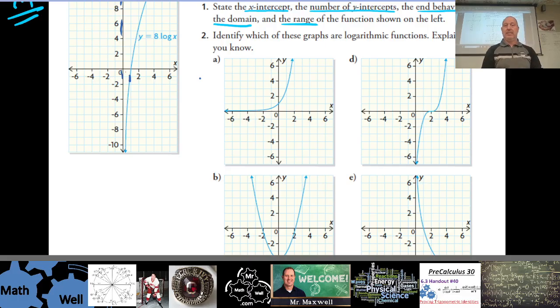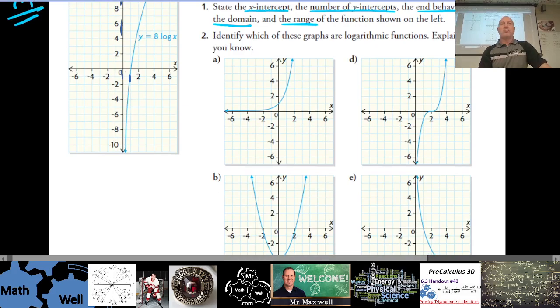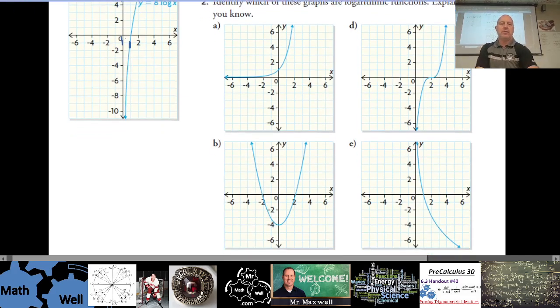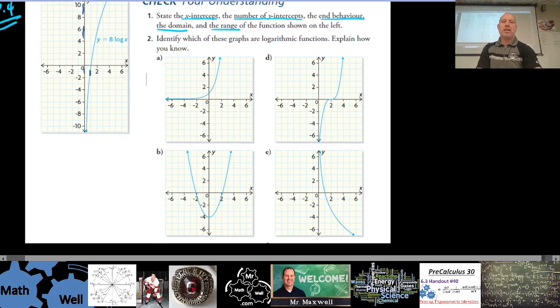Okay. This is 7.4. I'm gonna do 2. Okay. Identify which of these graphs are logarithmic functions. So we need to spot the log graphs here. So just of these 4, I don't have all of them. There's more in your textbook, but let's take a look at these 4.